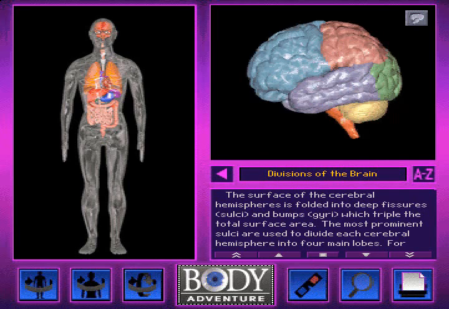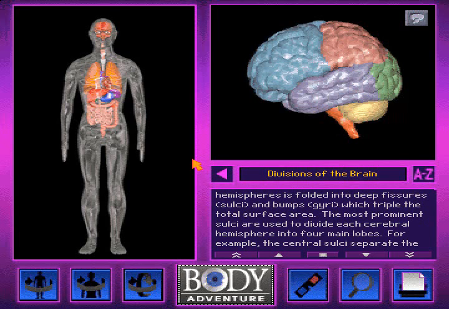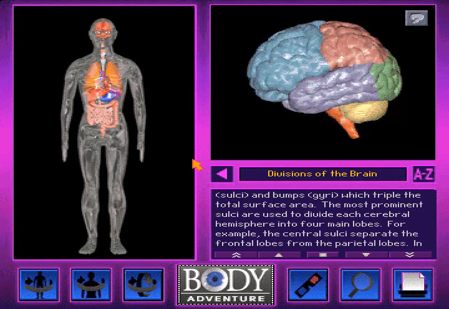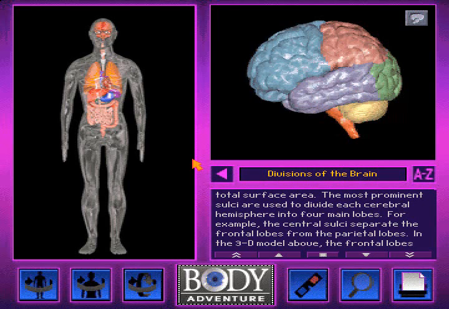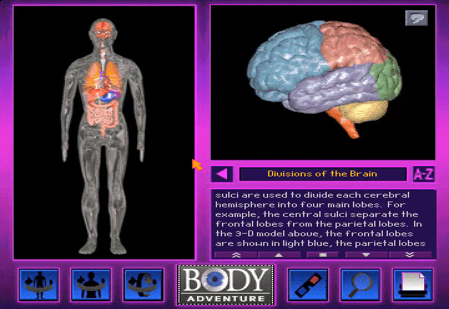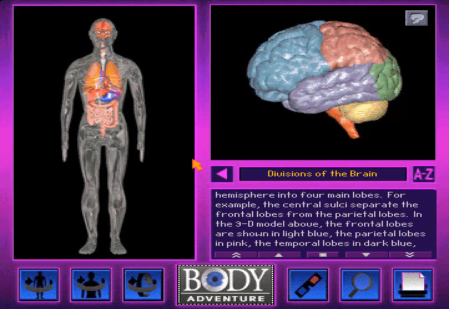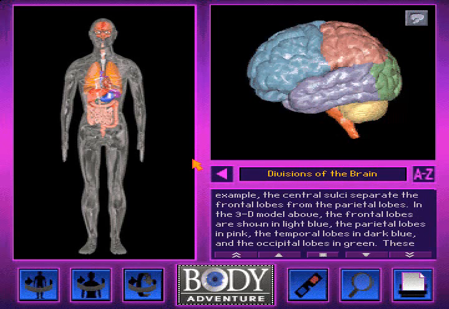Divisions of the brain. The surface of the cerebral hemispheres is folded into deep fissures, sulci, and bumps, gyri, which triple the total surface area. The most prominent sulci are used to divide each cerebral hemisphere into 4 main lobes. For example, the central sulci separate the frontal lobes from the parietal lobes.